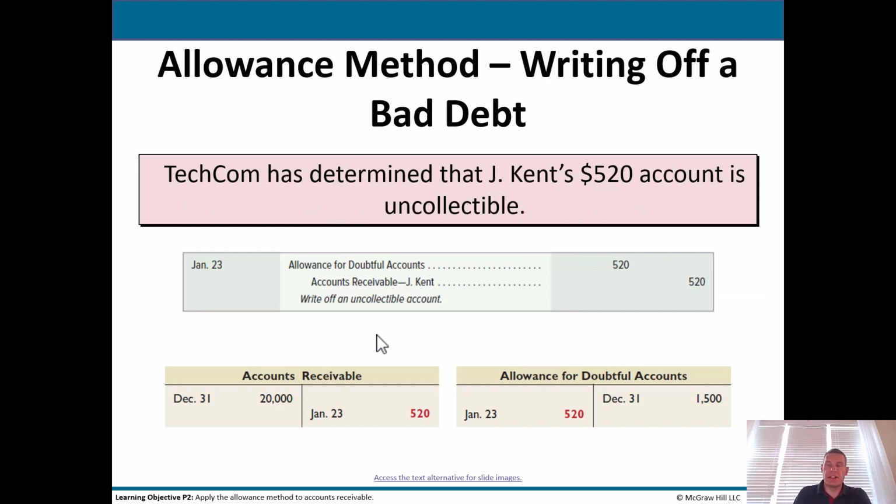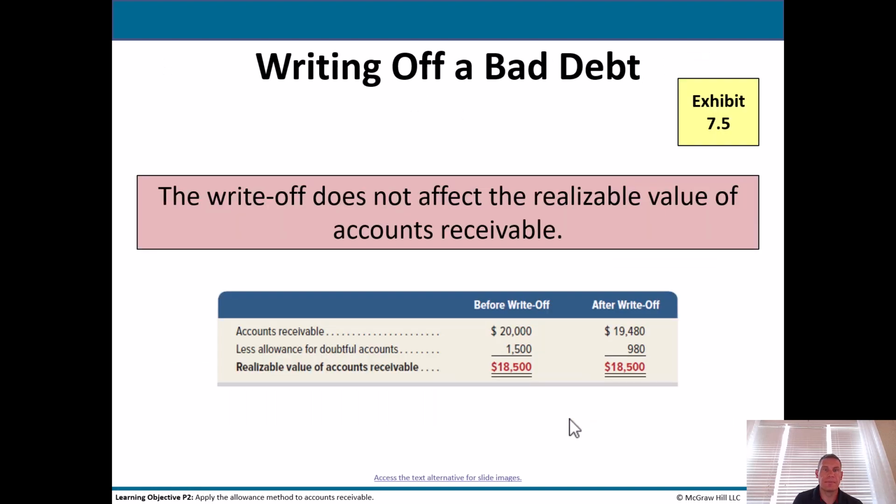All right, writing off a bad debt. TechCom has determined that JKent's 520 account is uncollectible. Because we already expensed that 1,500, we're going to debit allowance for doubtful accounts, you can see it over here in the red, and we're going to credit accounts receivable. So we're removing the account receivable, lowering it by 520 because we're not going to get that. And you could think of it as using up 520 of the 1,500 that we allocated in the allowance for doubtful accounts.